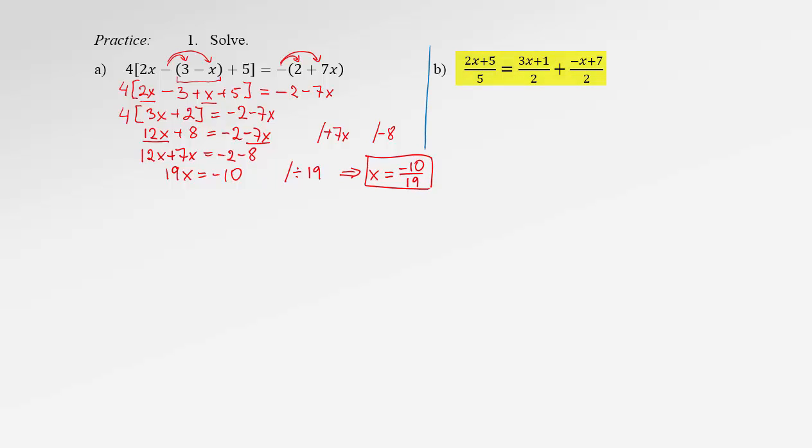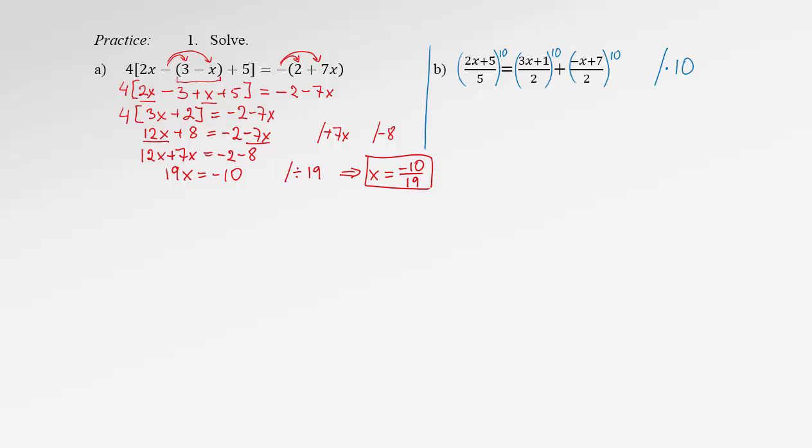Let's see example B. This time we deal with some fractional expressions. And since working with fractions may not be so pleasant, let's get rid of those denominators. How can we do that? By multiplying by the LCD of 5 and 2, which is 10. This would cause every single fraction to be multiplied by 10. Let's write it gently above here.